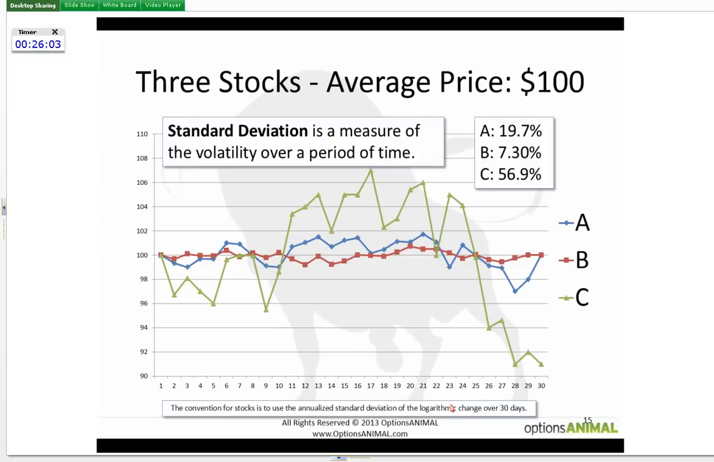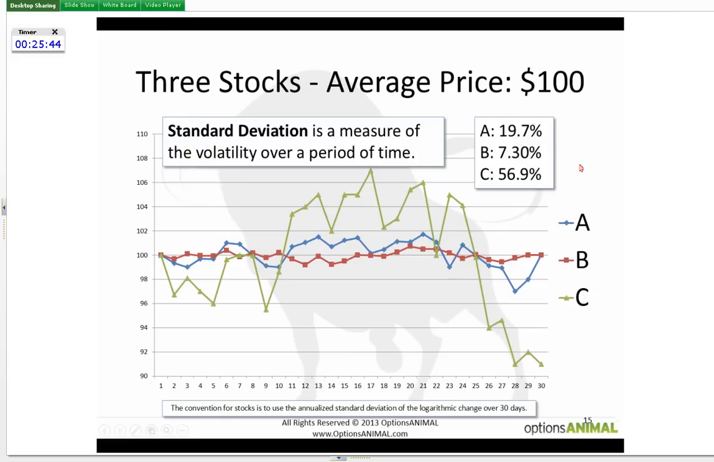And so we can get objective readings using this calculation, and I can measure and say, well, geez, C has a historic volatility of 56.9, and Bravo 7.3, and Charlie's 19, or Alpha's 19.7. So those are the numbers.